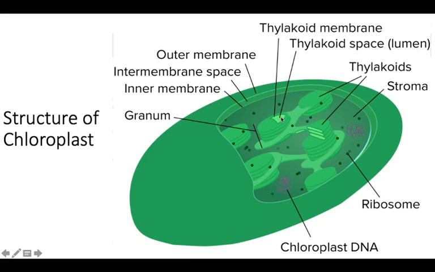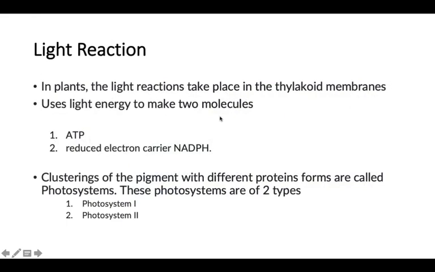Now the yellow things you are focusing on over here are the thylakoid membranes. Photosynthesis begins in these thylakoid membranes. The light reaction takes place in the thylakoid membranes, and the end products are made. Number one is ATP, and the second is the formation of NADPH. These are the two core products produced during the light reaction of photosynthesis.